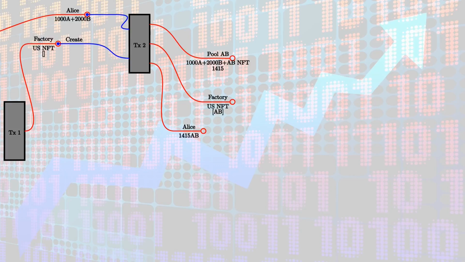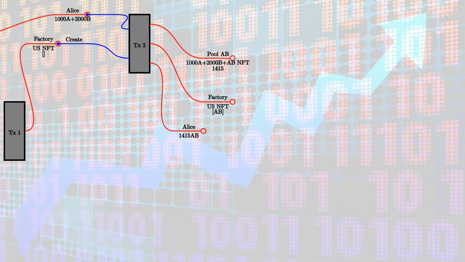And the datum of the pool, the 1415, will be the amount of liquidity tokens that Alice receives in return for setting up this pool and providing the liquidity. And if you wonder about the number, that is the square root of the product of 1000 and 2000. So that's how the initial amount of liquidity tokens is calculated. It doesn't really matter, you could scale it arbitrarily, but that's the way Uniswap does it.